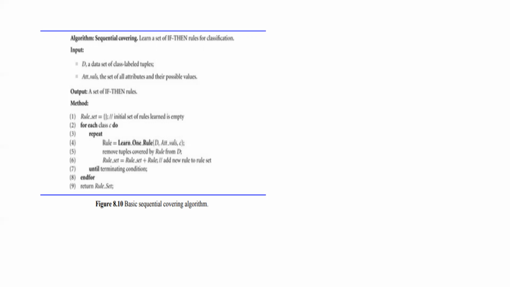This is how the sequential covering algorithm takes place. Initially the input given is D and the attribute values, where D is a data set consisting of class-labeled tuples, and the attribute values are all the possible values present in the set of attributes. The output that we get is a set of if-then rules.